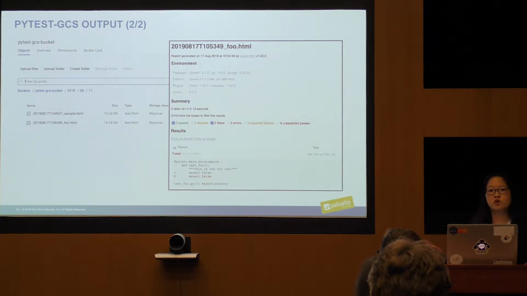And if you click on one of the reports, this is what it looks like. Because I included all the CSS in it, that's how you get all the colors and the filters directly from GCS.